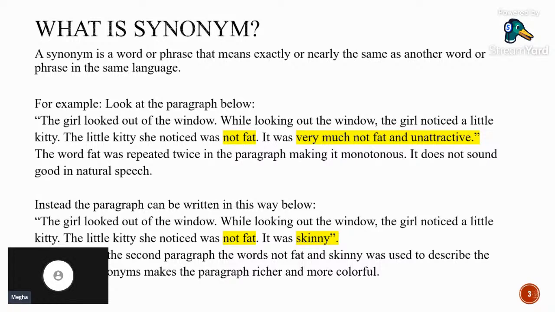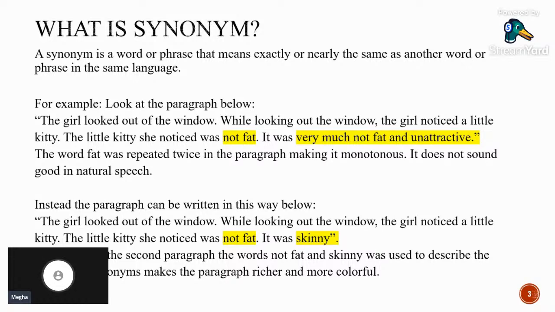So many words can mean the same thing when described in a single word. That is why when replacing it, it gives you a similar meaning, correct? Understood, guys? How you can replace so many words with a single word by using a synonym? You should know the meaning of the given phrase or word. Only then can you try replacing it with another word of the same meaning. Notice that in the second paragraph, the words not fat and skinny were used to describe the fat. Using synonyms makes the paragraph richer and more colorful.